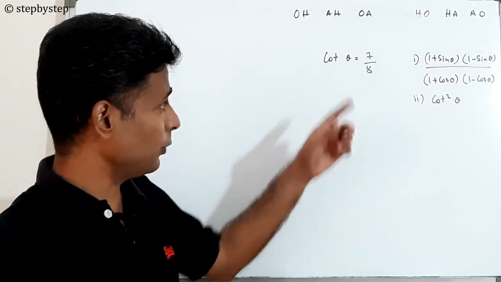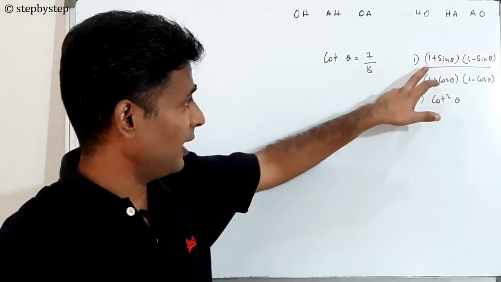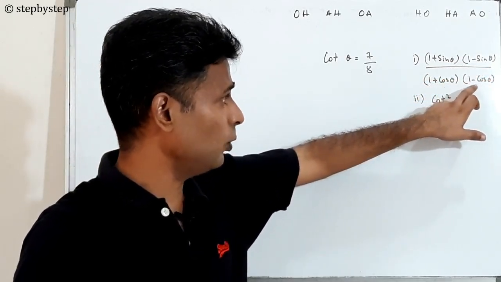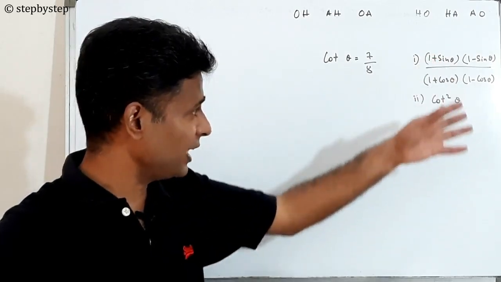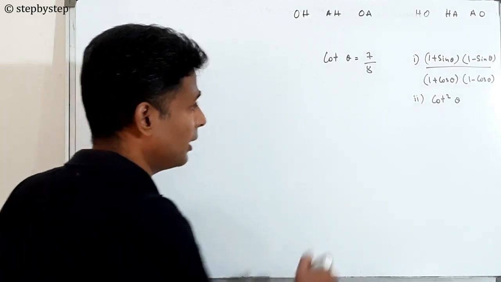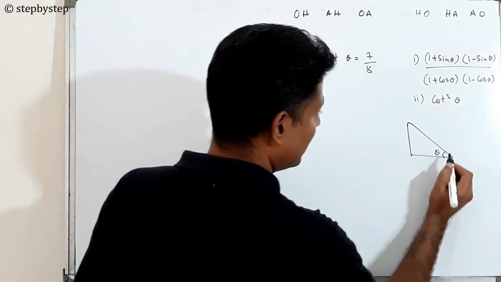Alright guys, now the seventh question. They have given cot theta equal to 7 by 8 and they have asked us to evaluate (1 plus sin theta)(1 minus sin theta) by (1 plus cos theta)(1 minus cos theta). Now before we can start that, we know two sides, but we also need to find the third side, right? So I'll take a right angle triangle and I'll mark this as theta.